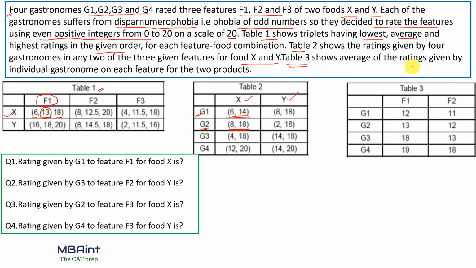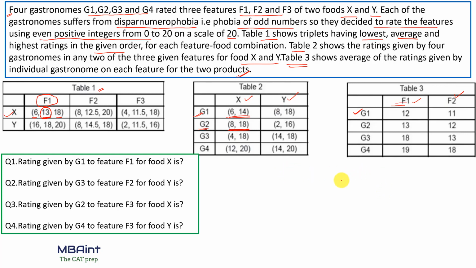Now what is table 3? Table 3 shows the average rating of individual gastronomes of each of the feature of the product. So it gives the average for each of the gastronome for each of the features, not each of the features, just for 2 features F1 and F2. Now how would be the table of this particular data set?